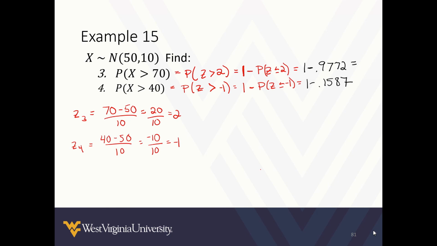All right, going back to our full screen. Now we just need to do a little bit of math. So 1 minus 0.9772 is going to give us 0.0228. And then for our probability of x being greater than 40, that will be 1 minus 0.1587, which equals 0.8413, which we should expect because that was also an identical area on the previous slide.